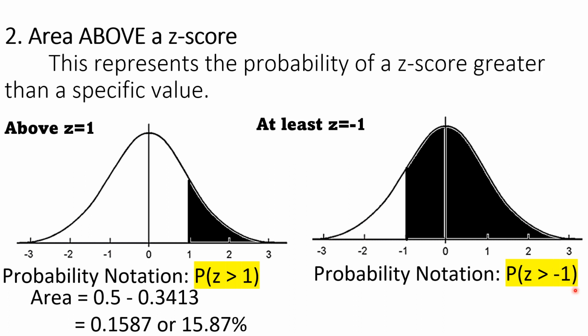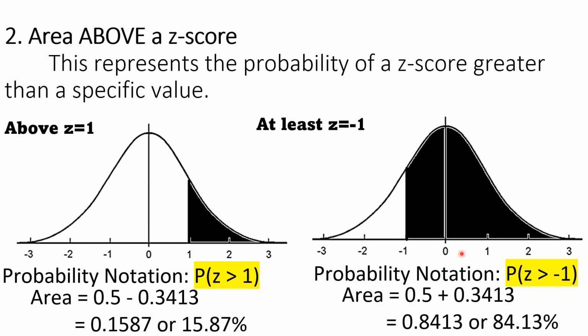So for the area, it touches the mean. Therefore, what will you do? Will you add or subtract 0.5 from the area of -1? Of course, it touches the mean, you will add. Therefore, we have the area 0.8413, or 84.13%.